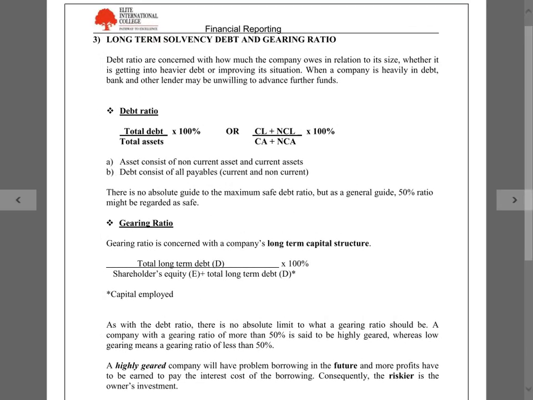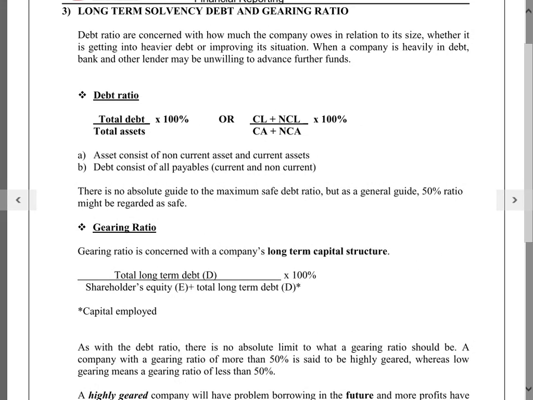Debt ratio, the next one, number 3. Debt ratio is total debt divided by total assets. This ratio is very rare, so we're going to skip this one. Total liability divided by total assets.